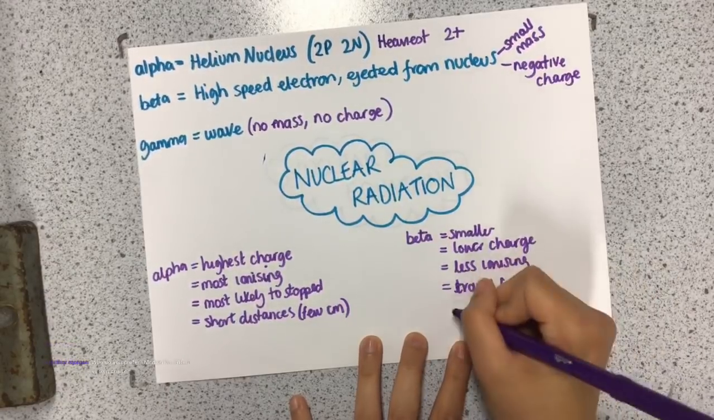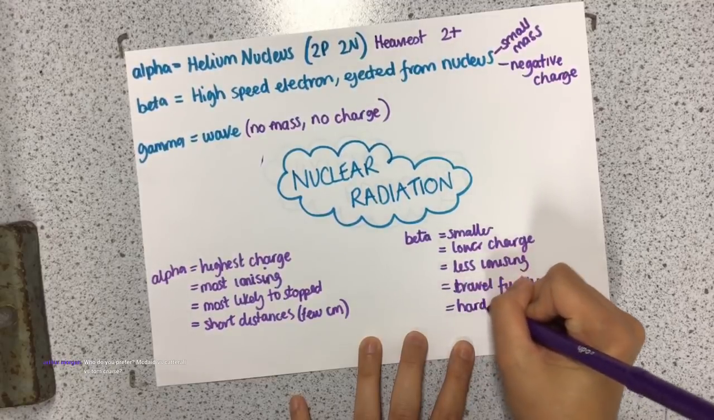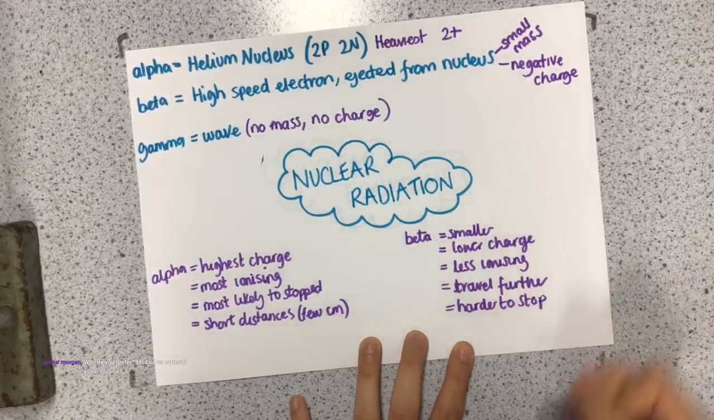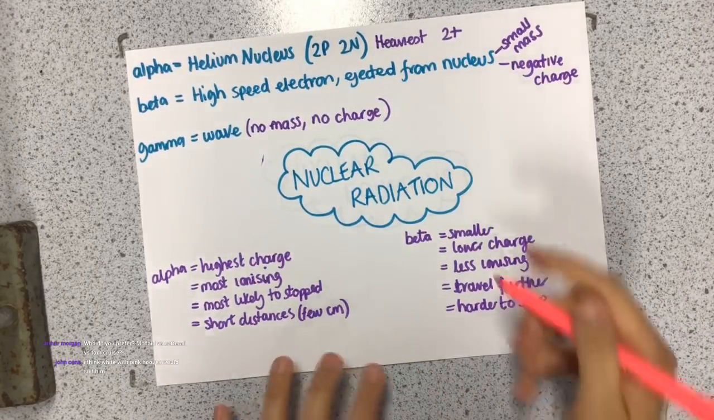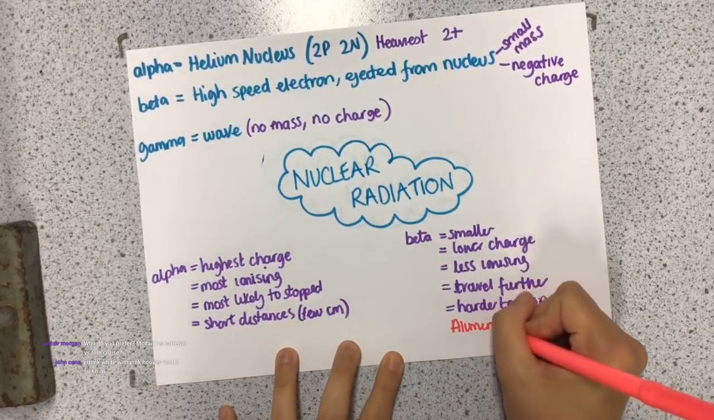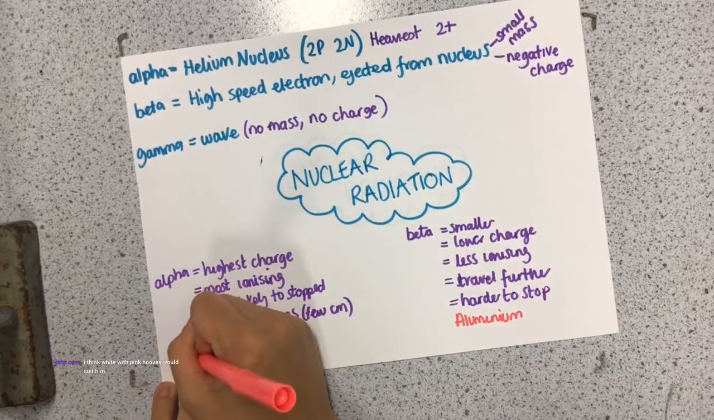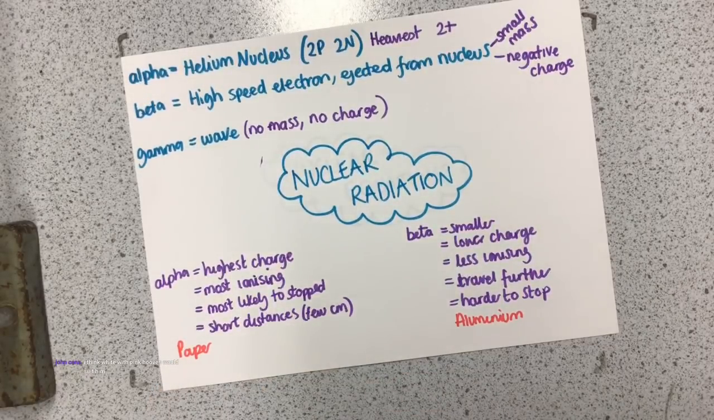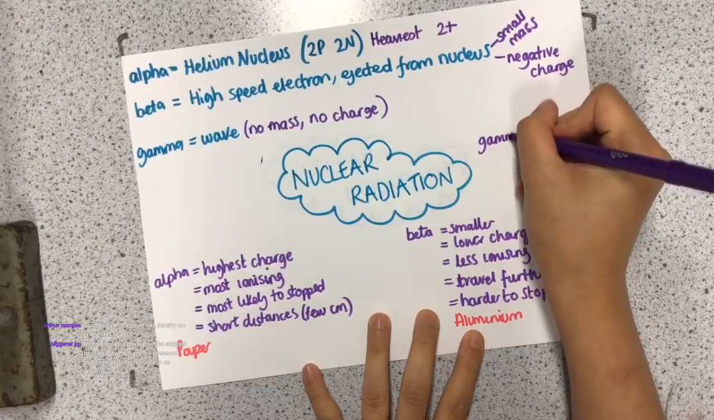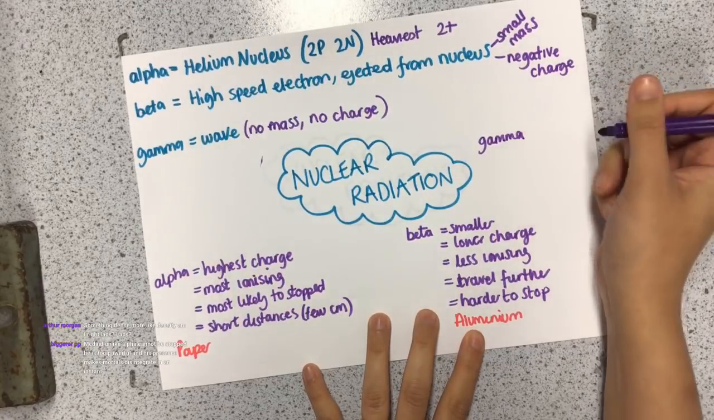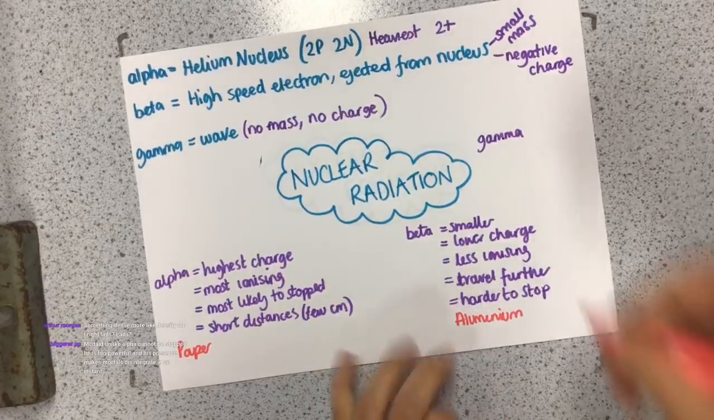And therefore it's harder to stop. Okay, and it's usually stopped by something dense like aluminium. So we're talking paper would stop alpha, but you need something a bit denser, you need aluminium to stop beta. Gamma then is only stopped by a lot of lead. Okay, so it's got no charge, no mass, only stopped by a lot of lead.